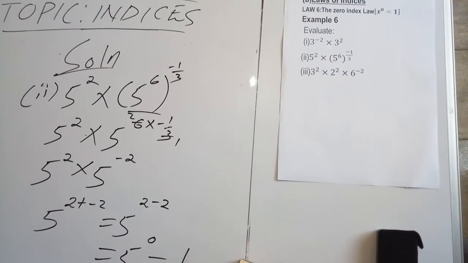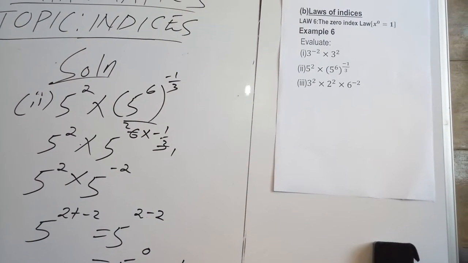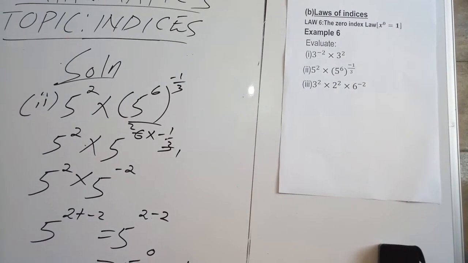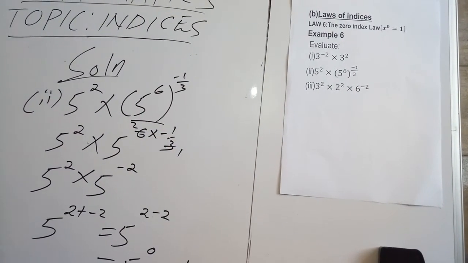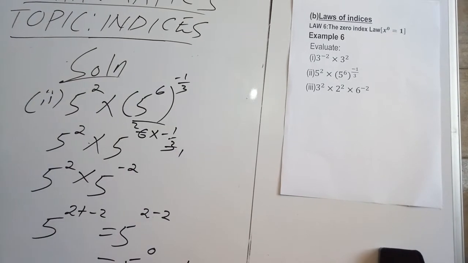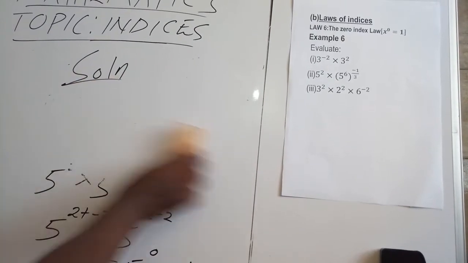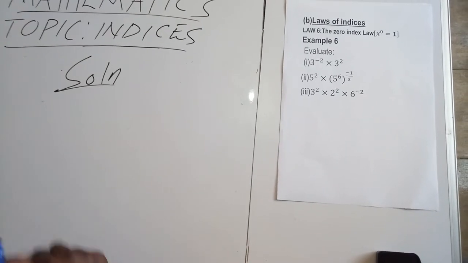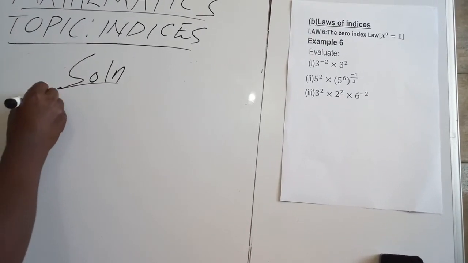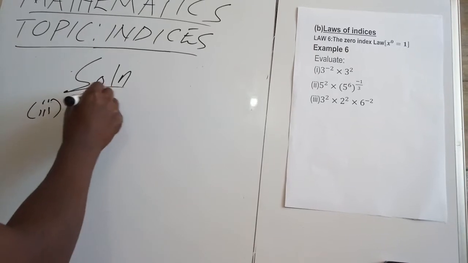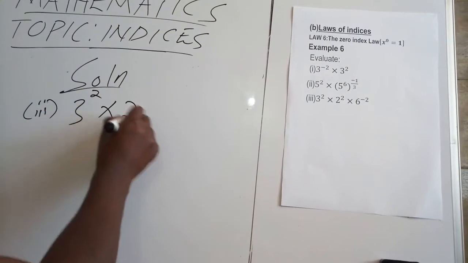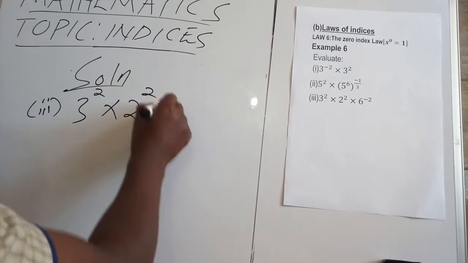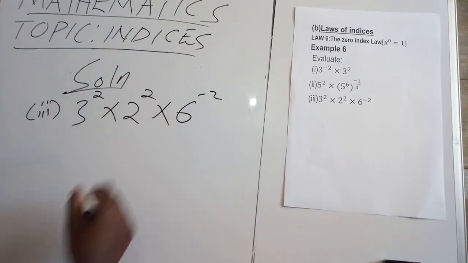Now we go to our last example, which will test, of course, several laws. Example number 3, what do we have there? We have 3 power 2. That's number 3. 3 power 2 times 2 power 2 times 6 power negative 2.